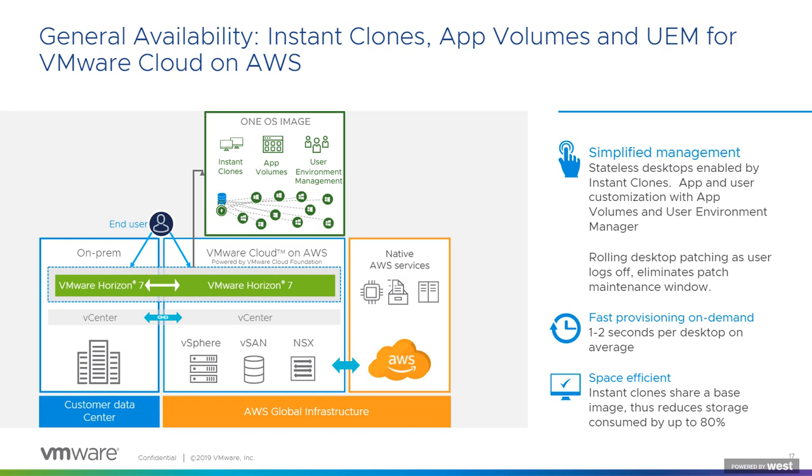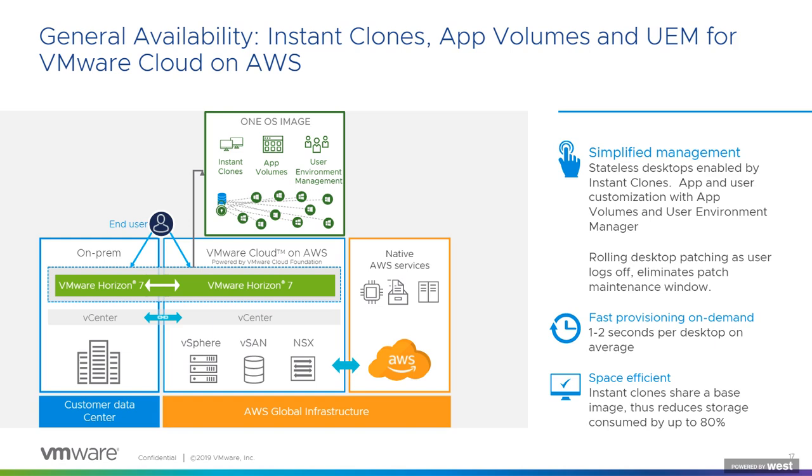The first thing is that it can be created very quickly. And because it can be created very quickly, we can also get to a point where we can actually do a rolling desktop patch. So what happens is that every time the user logs off of a stateless desktop, instead of actually refreshing the desktop, we simply delete that desktop and recreate that desktop or clone from the most updated golden image, because the clone creation is so fast.